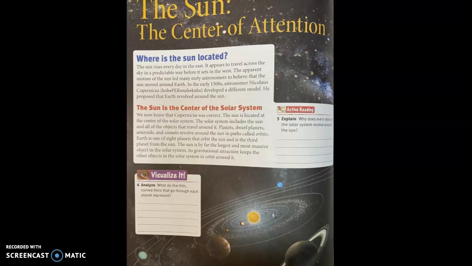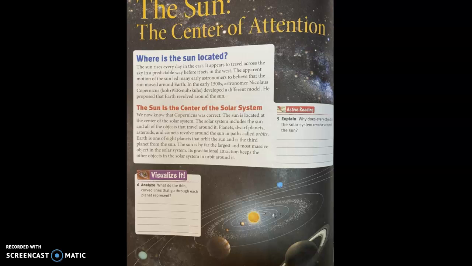The sun, the center of attention. Where is the sun located? The sun rises every day in the east. It appears to travel across the sky in a predictable way before it sets in the west. The apparent motion of the sun led many early astronomers to believe that the sun moved around the earth.